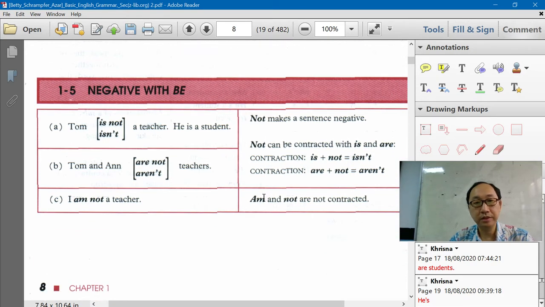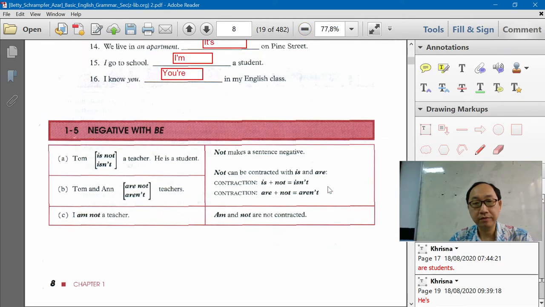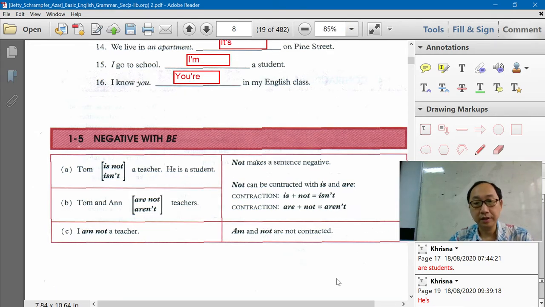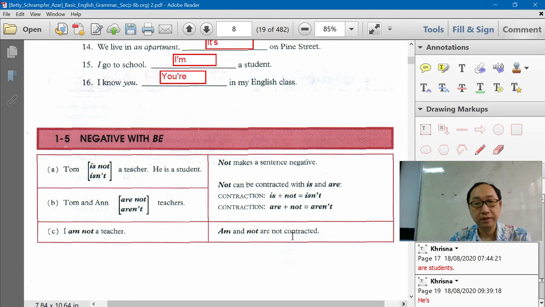Let's introduce the negative. Negative with be. Tom is a teacher. When the information is not correct, we will write Tom is not a teacher, or Tom isn't a teacher. He is a student. Tom and Anne are teachers. If the information is not true, we will write Tom and Anne are not teachers, or Tom and Anne aren't teachers. I am a teacher when the information is true. When it is not true, we'll write I am not a teacher, or I'm not a teacher.